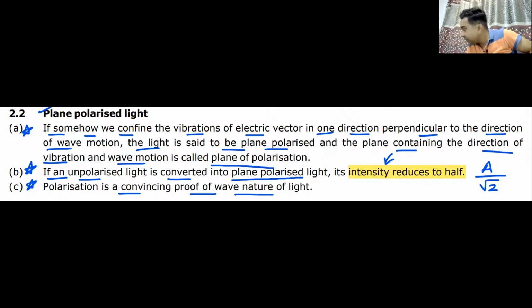What are the three phenomena we have read in this chapter that are proof of the wave nature of light? Do we know this? Diffraction, interference, polarization. Interference, diffraction, and polarization.